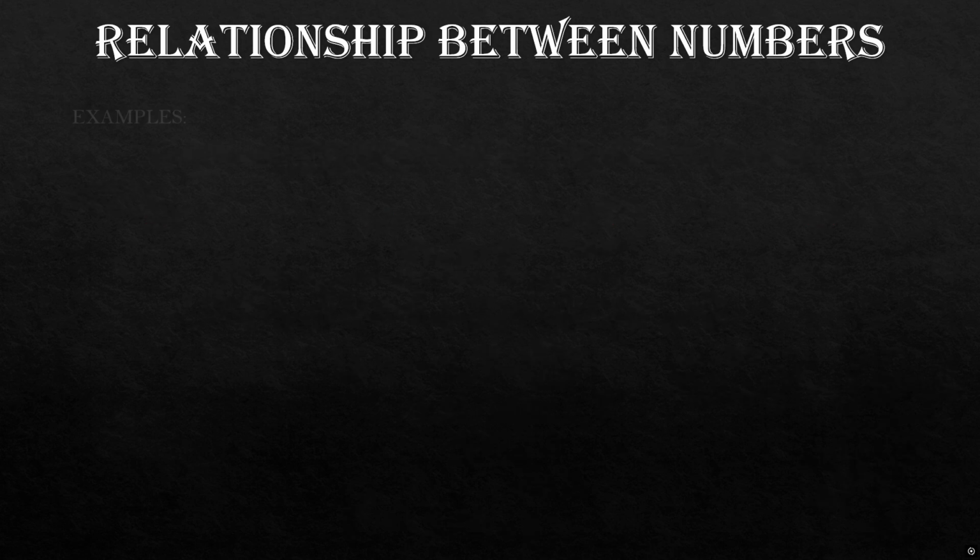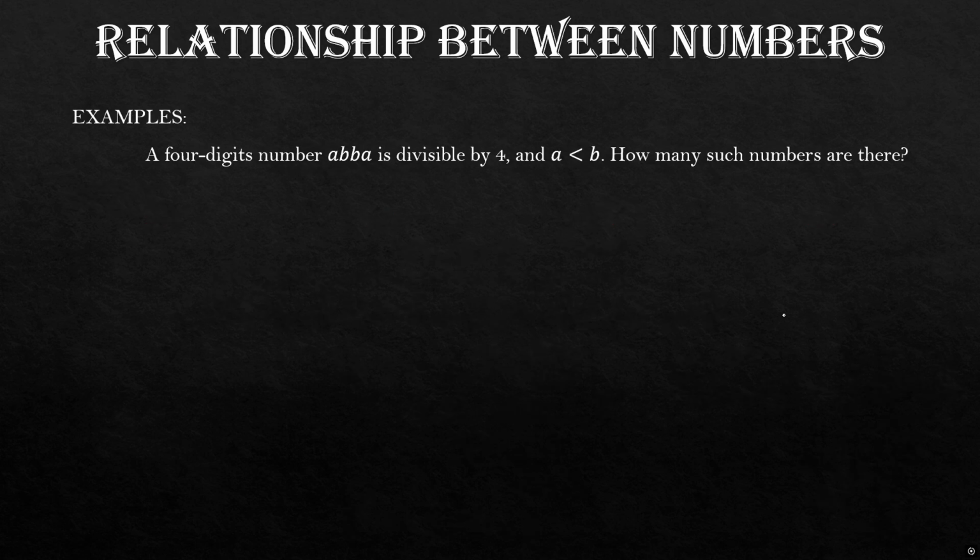Next question. A 4-digit number abba is divisible by 4 and a is less than b. How many such numbers are there? One 4-digit number is given, not in numbers but in letters. We need to find that number, abba, which is divisible by 4. A less than b is also given. In this format, how many numbers are there? They ask that question. We need to find that. First, the 2-digit numbers which are divisible by 4.